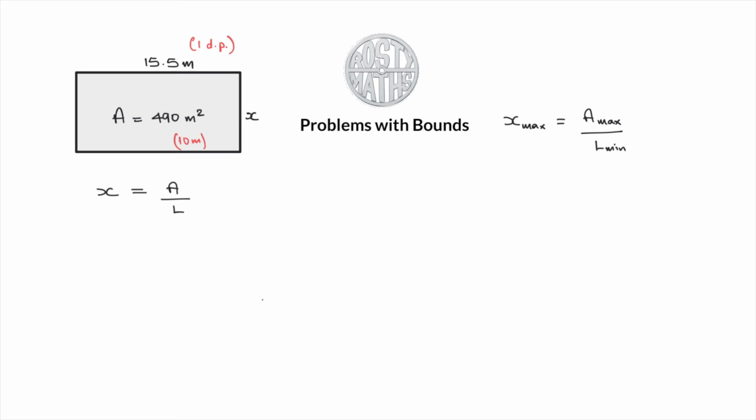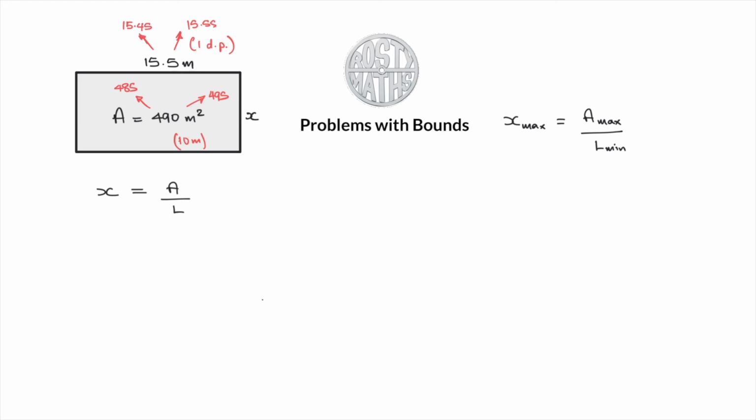And for that now, I'm going to need to do my upper and lower bound. So let's get that done. So let's work out the maximum area there. So the maximum area is 495 if I round it, if obviously I find the upper bound, and then the lower bound would be 485 in that sense. And then same thing for the length now. So the upper bound on my length is going to be 15.55 and the lower bound is going to be 15.45 there.